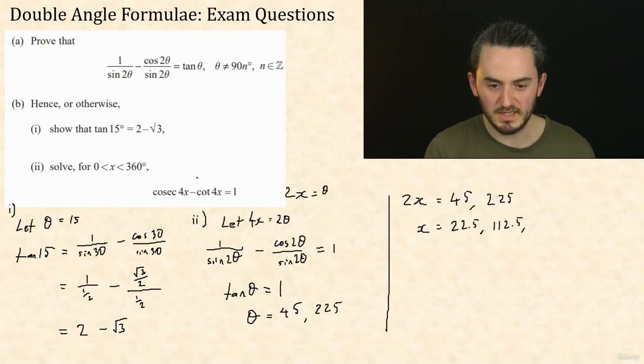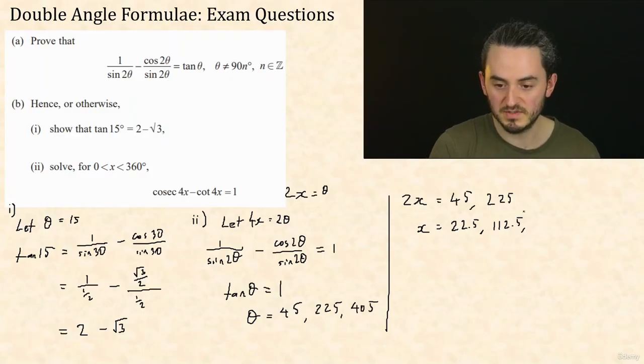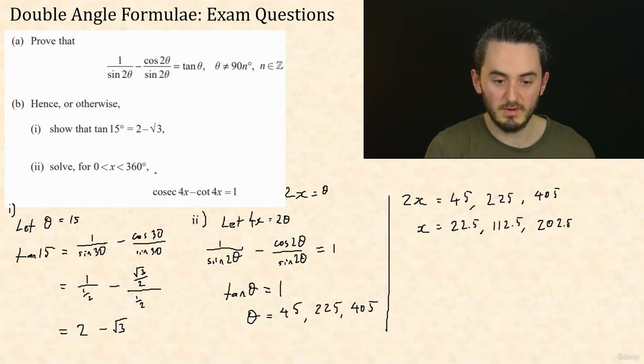Okay, I'm just spotting now, though, that it was quite a big range, and I've kind of stopped fairly early. So could I have gone further? Well, sure I could, because if I add another 180 onto this, I get 405. And if 2x was 405, well, x would be 202.5, which is still in my range.